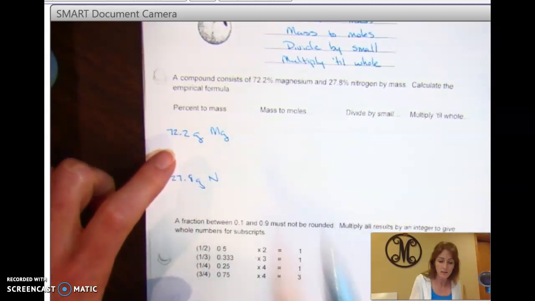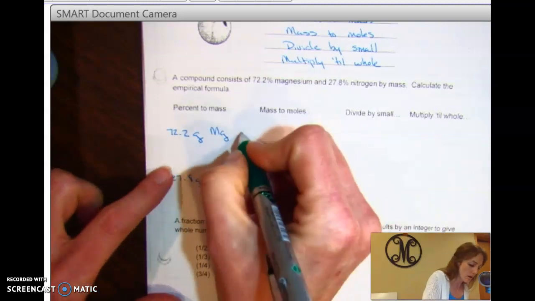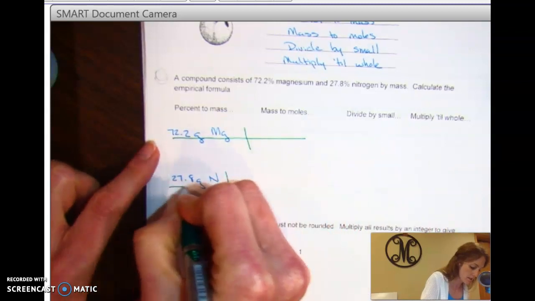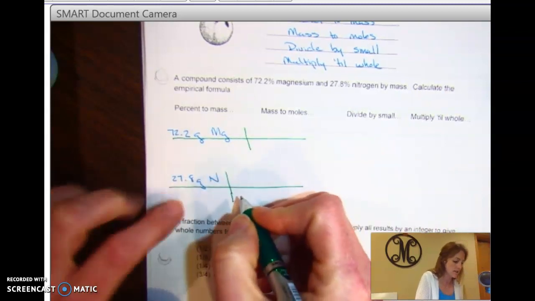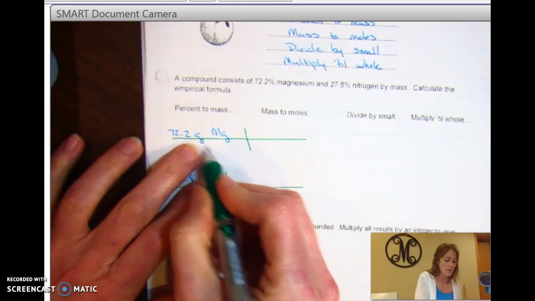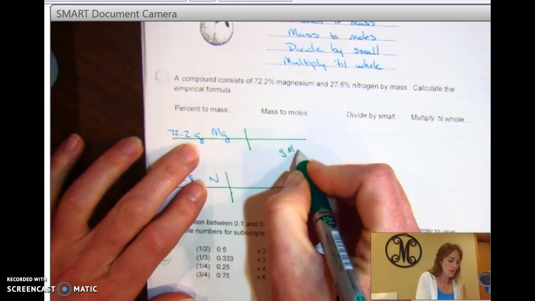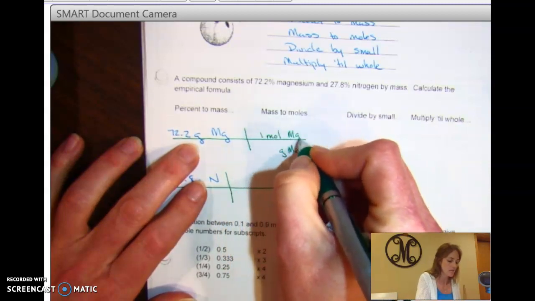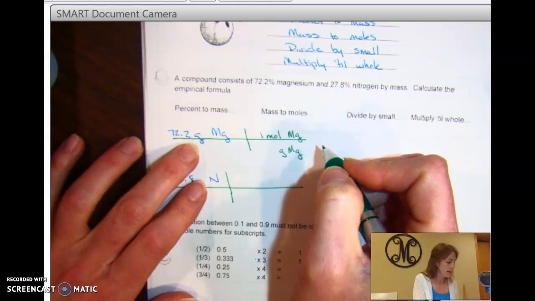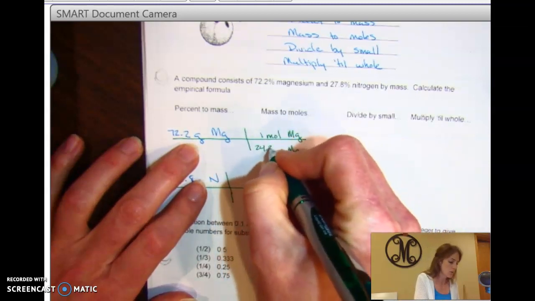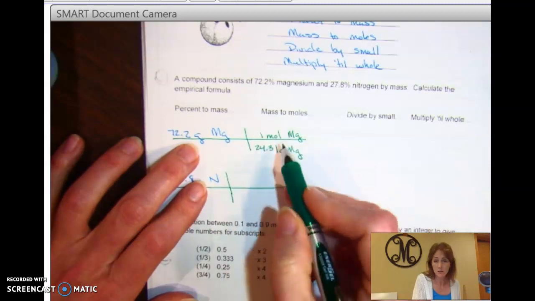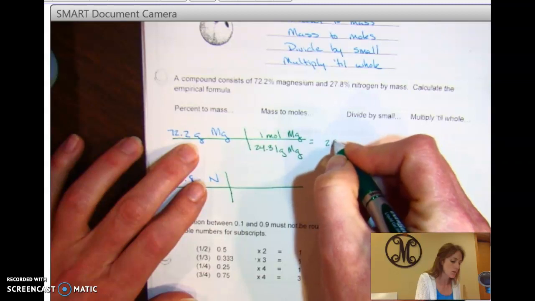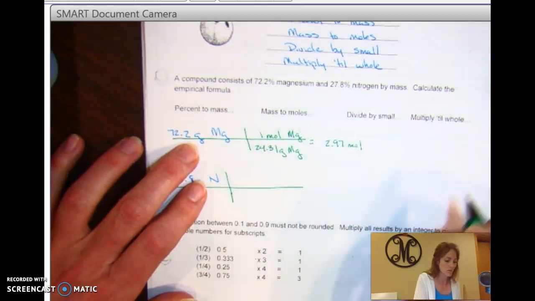This is what we did earlier in this unit. So we're going to take this number right here and we're going to start a train track. Kind of exaggerated my train track to get it to fit. If I want grams to become moles, I'm going to drop grams of magnesium down here. I know 1 mole of magnesium, I go to the periodic table and I look, it has 24.31 grams. We did these with unit conversions. When I do the math on this, you get 2.97 moles.